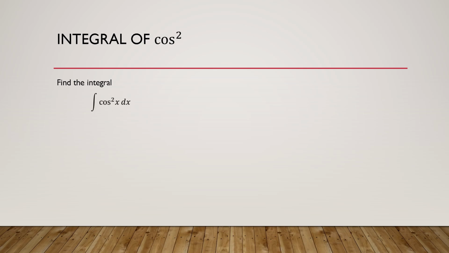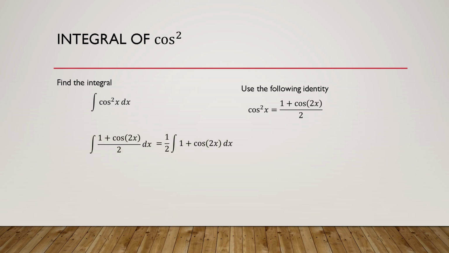Now let's find the integral of cosine squared x dx. Here we use an identity similar to our last problem. Cosine squared x equals 1 plus cosine 2x over 2. We substitute this into the integral. We then can remove 1/2 as a constant, leaving us 1/2 the integral of 1 plus cosine 2x dx. We separate the integral at the plus sign.